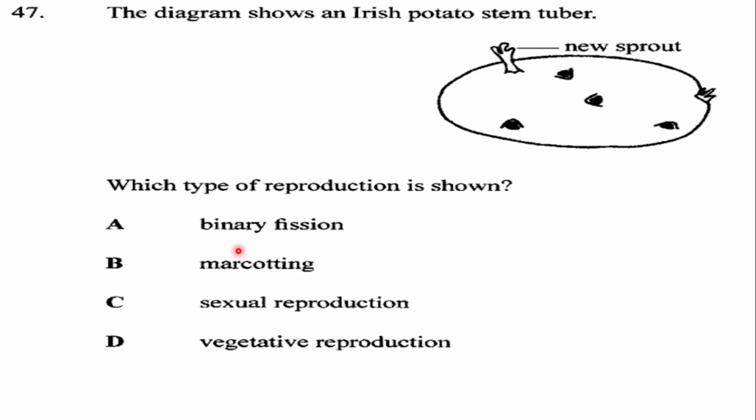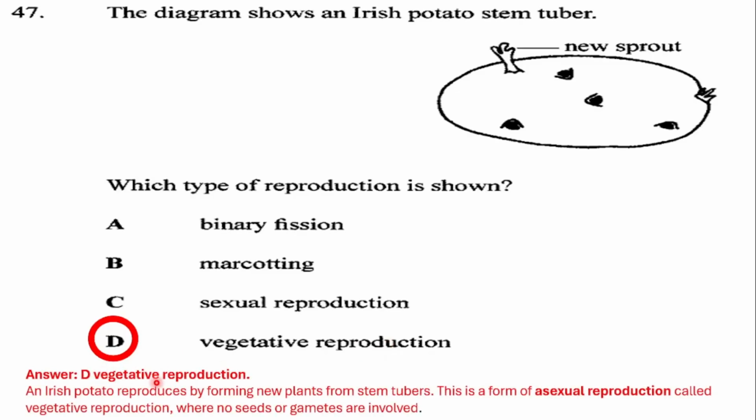Let's move on to question number 47, which says the diagram shows an Irish potato stem tuber. Which type of reproduction is shown? Is it A, binary fission, B, marcording, C, sexual reproduction, or D, vegetative reproduction? The correct answer is going to be D, vegetative reproduction, because an Irish potato reproduces by forming new plants from stem tubers. This is a form of asexual reproduction called vegetative reproduction, where no seeds or gametes are involved. So the correct answer is going to be D, vegetative reproduction.